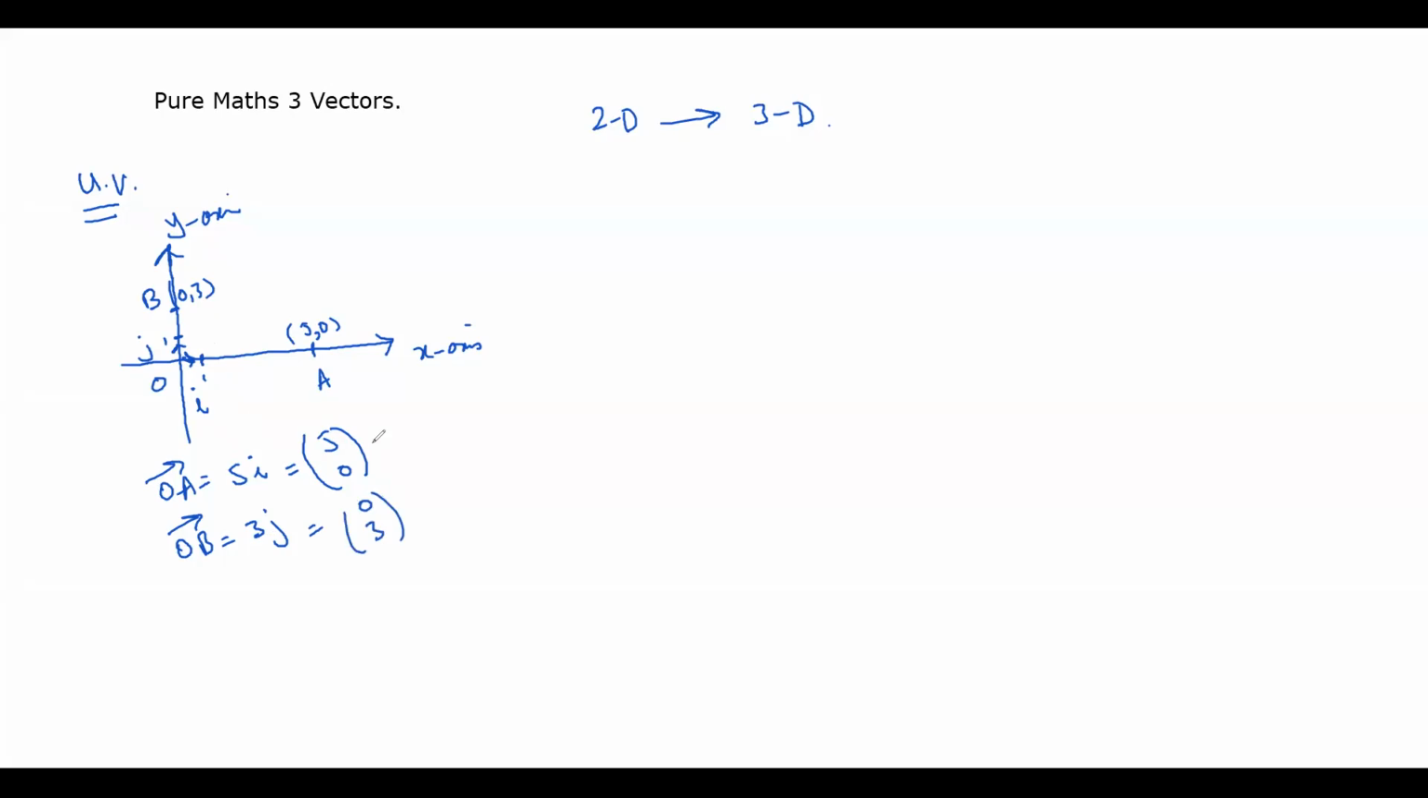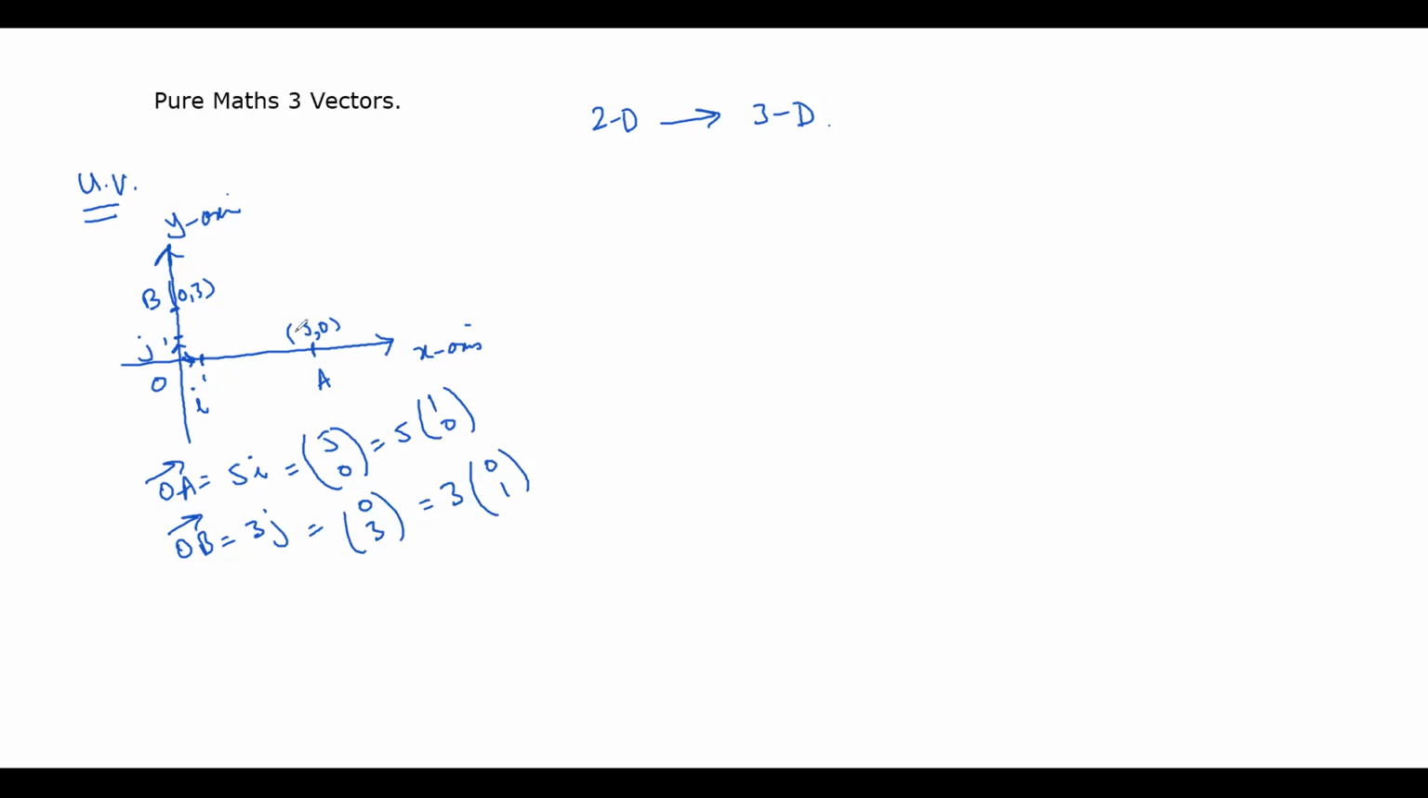Now this (5, 0) is the same as 5 times (1, 0). And this (0, 3) is the same as 3 times (0, 1). So the magnitude of (1, 0) is 1. So if you multiply it by 5, you get a vector in the direction of this with a magnitude 5.